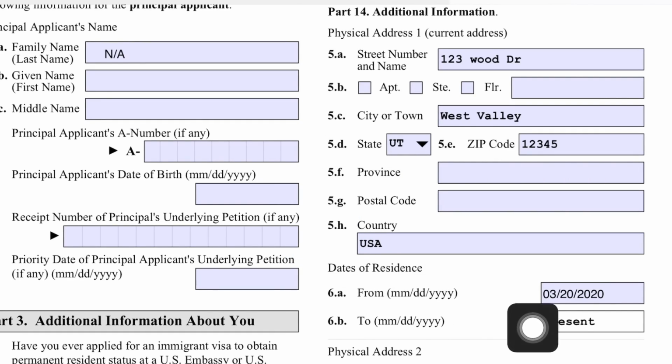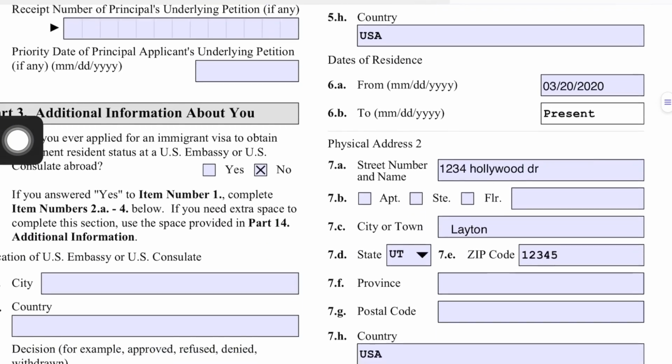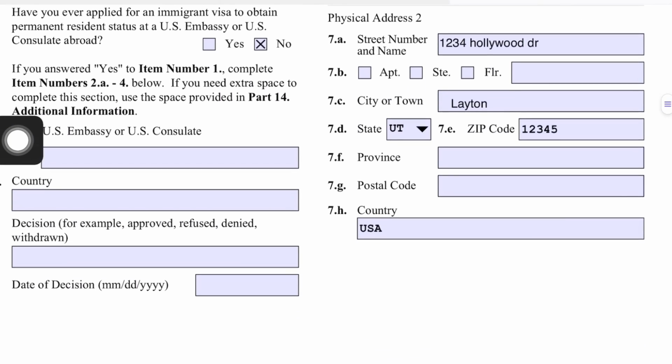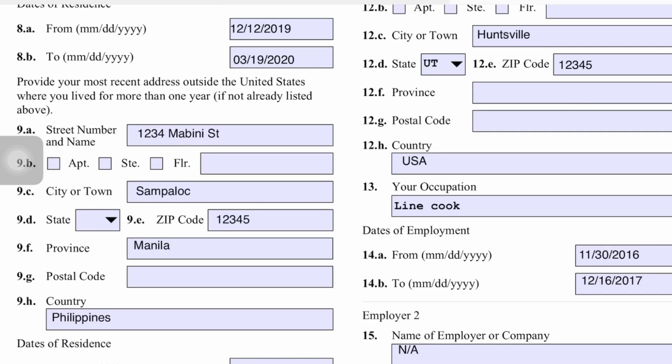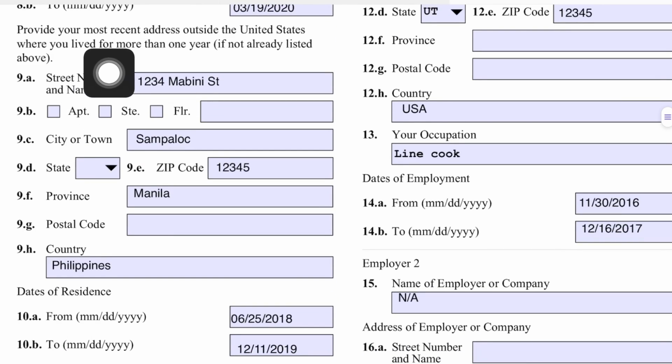And then the date of residence, which is we just moved here recently, March 2020 until present. And then the physical address 2 is 1234 Hollywood Drive, Layton, Utah, and then the zip code and USA. Dates of residences.